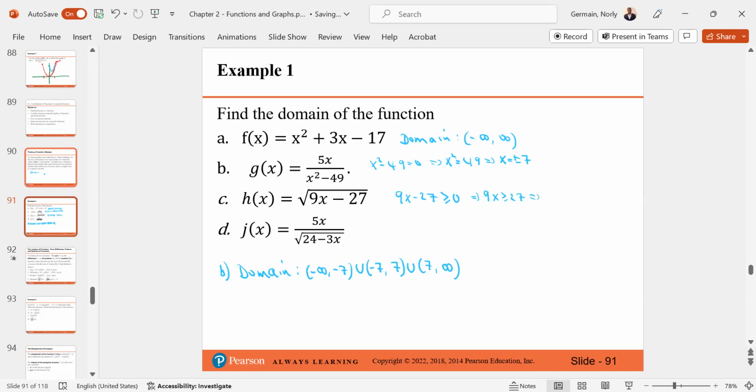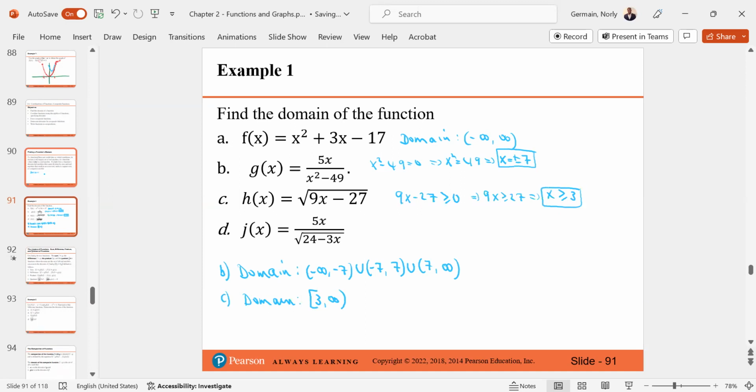If you divide both sides by 9, x must be greater or equal to 3. Okay? So we cannot take anything less than 3. All right, so for this domain C, we would say that the domain for C would be, we must start at 3. So the smallest number we can go is 3, then to infinity, because we said it must be greater or equal to 3.